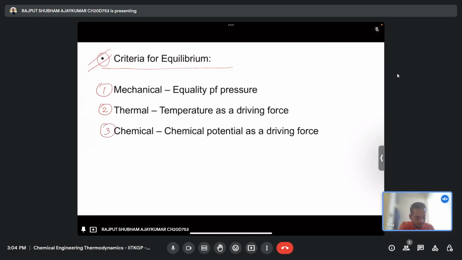Sorry, this is a typo mistake. If there is equilibrium in terms of mechanical, we'll say the system is in mechanical equilibrium if the pressures are equal. Suppose P1 and P2 are the same, then you can say the system is in mechanical equilibrium.